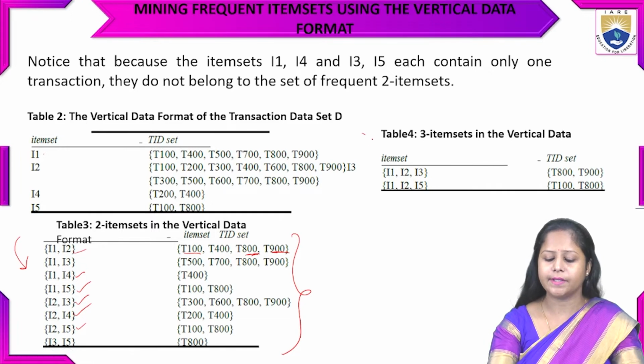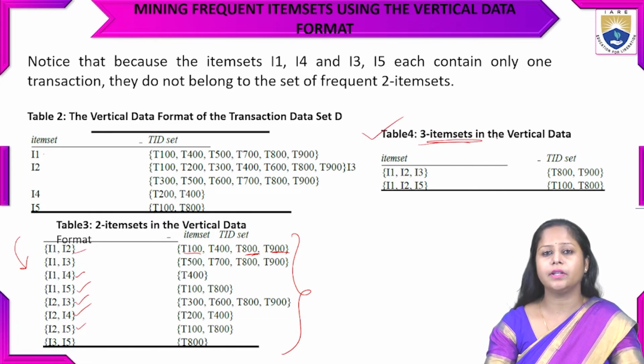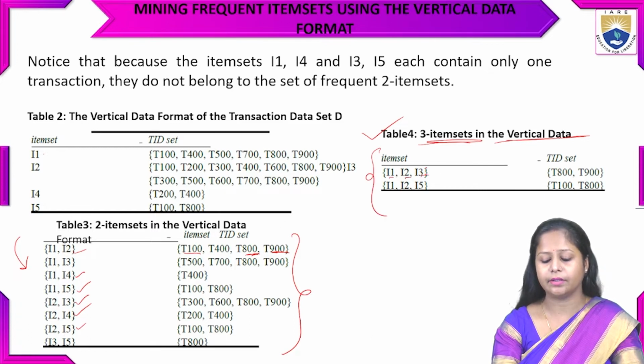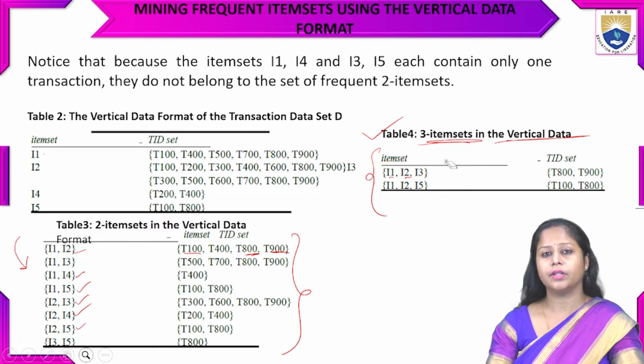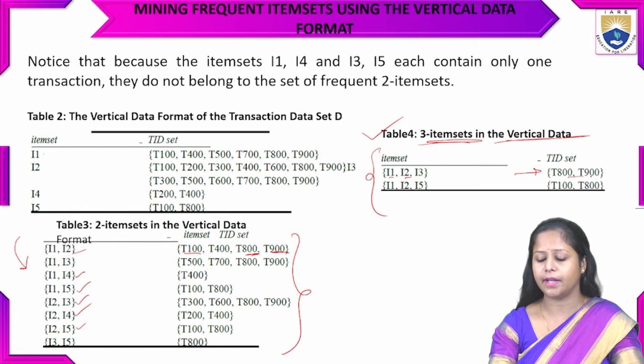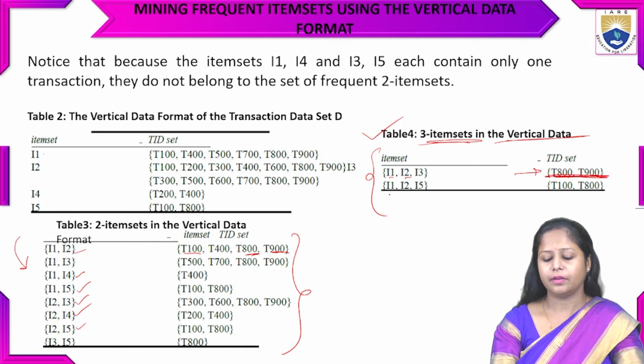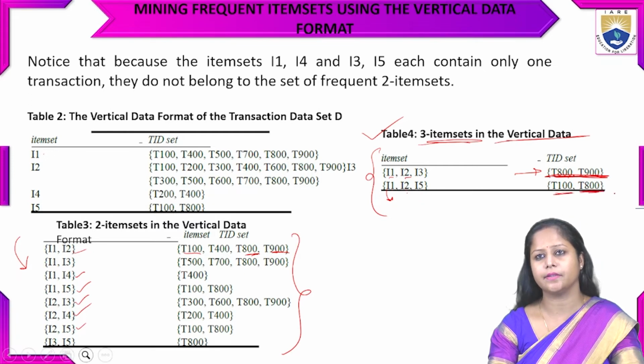In table 4, we can see the 3-itemsets for the vertical data format. Here we have the itemset I1, I2 and I3. These three together appear in transactions T800 and T900. The itemset I1, I2 and I5 appears together in transactions T100 and T800.